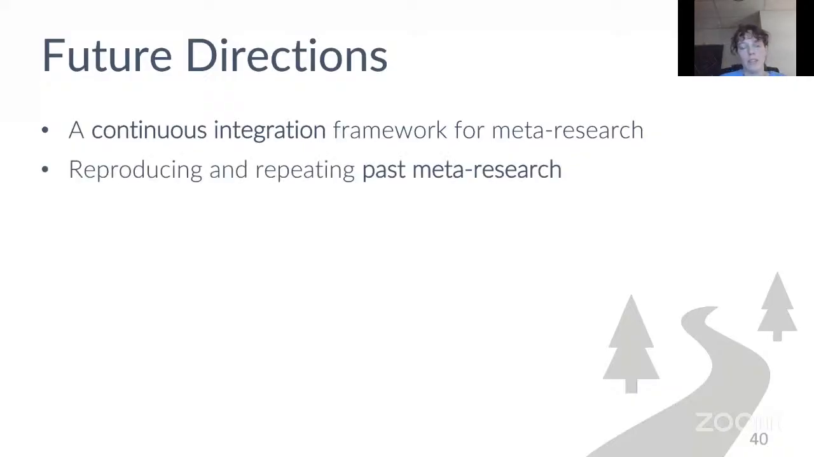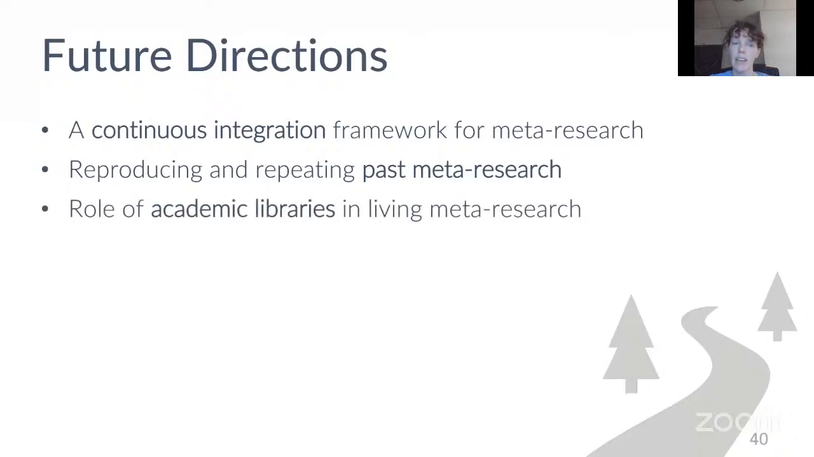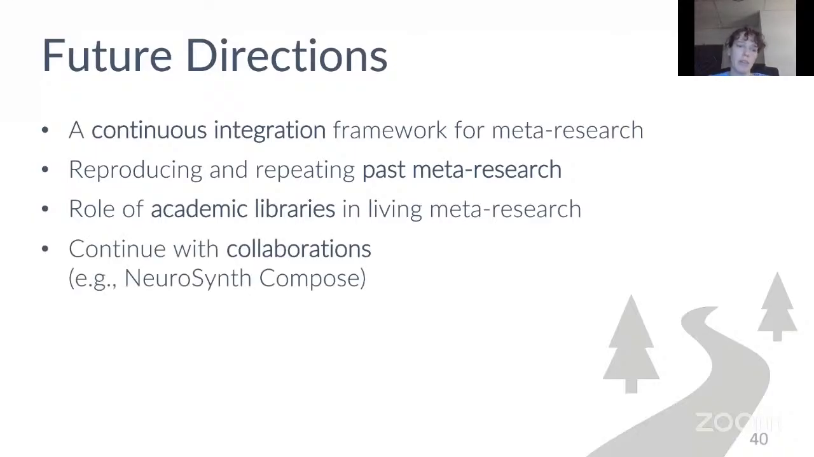Also, I think the next important step is to reproduce and repeat past meta research, because people are aware of this meta research and already know that these problems are problems, and so they would probably be interested in an update. Again, I think we should explore the role of academic libraries in living meta research, and we also want to continue with our collaborations.